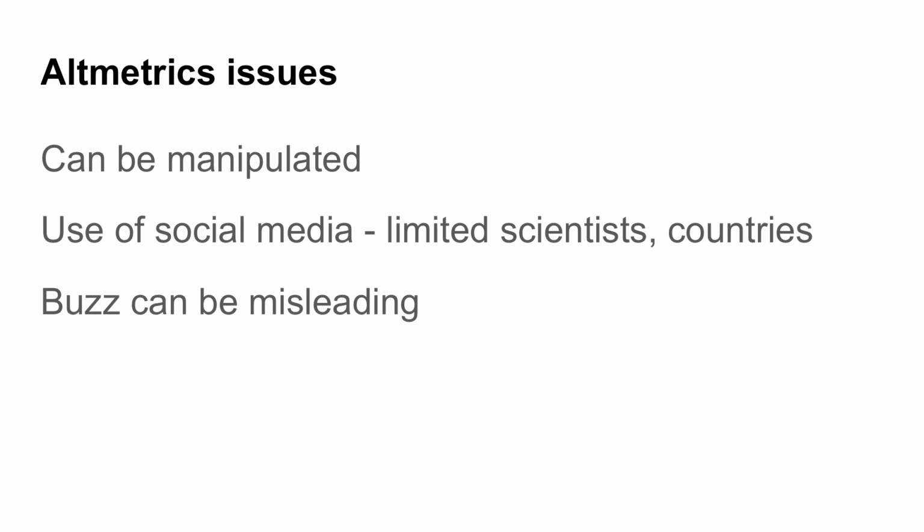Sometimes the buzz can be misleading. An article might create a lot of buzz, but that might be for the wrong reasons, which is again true for citations as well. There can be negative citations that papers tend to receive. So, these issues do remain for altmetrics as well.